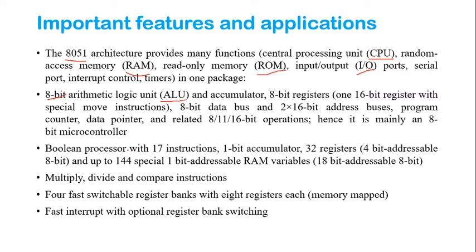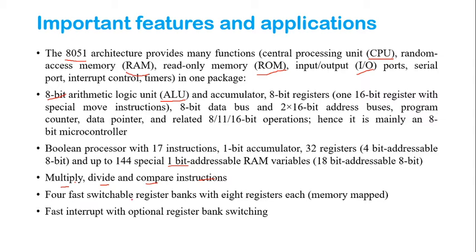Next, a Boolean processor with 17 instructions, a 1-bit accumulator, 32 registers that are 4-bit addressable and 8-bit addressable, and up to 144 special 1-bit addressable RAM locations. The multiply, divide, and compare instructions we can easily perform on our microcontroller.